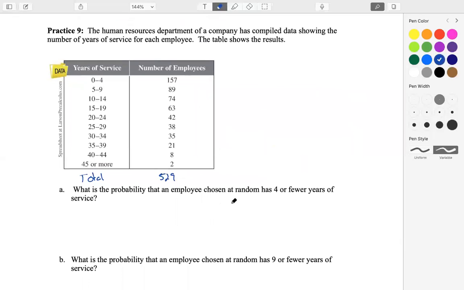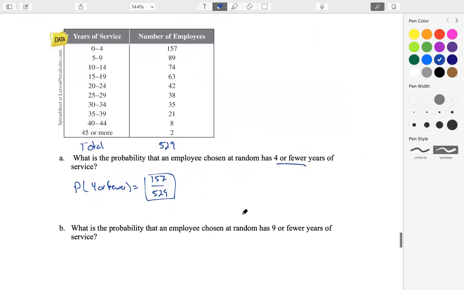A, what is the probability an employee chosen at random has 4 or fewer years? So the probability of 4 or fewer is 157 out of the total, 529. Done. Okay, part B, what is the probability that we have 9 or fewer? All right, so 9 or fewer is going to be 157 plus 89 divided by 529, which is going to give us 246 divided by 529.